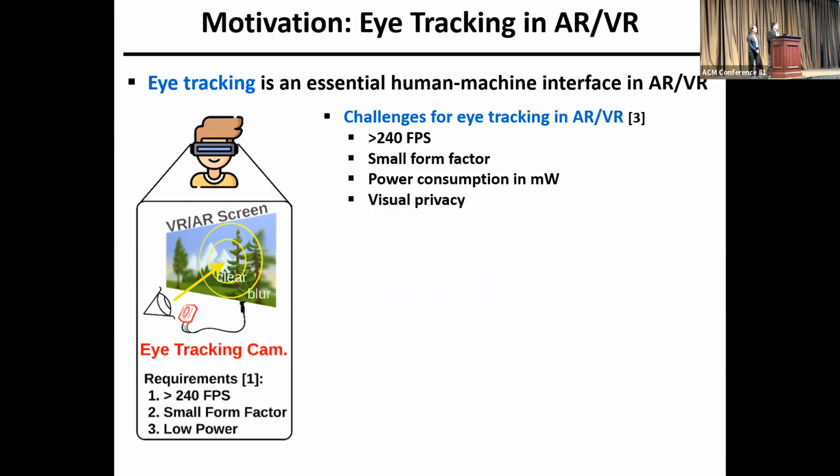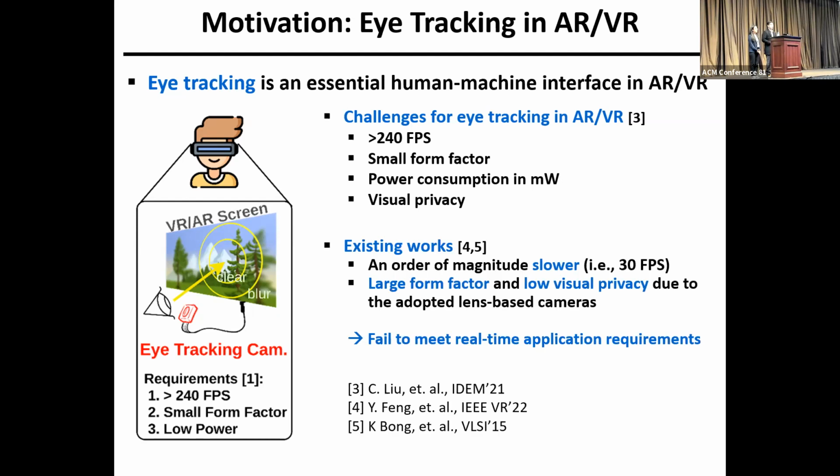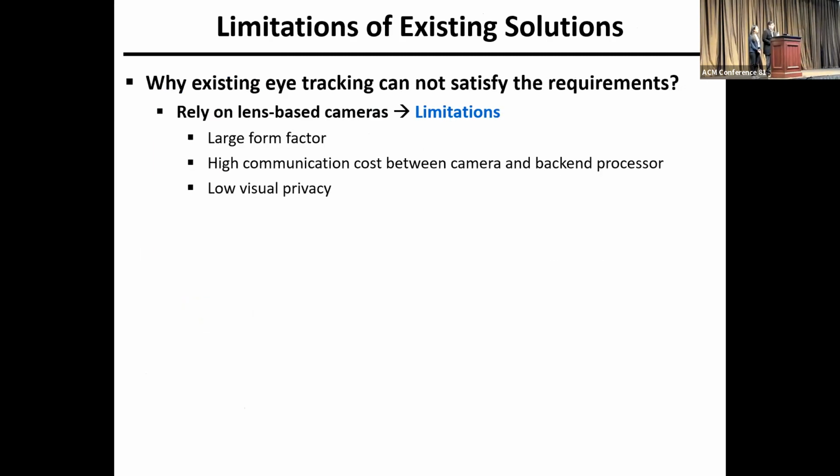Despite their promise, there are quite some challenges for eye tracking in AR/VR. To achieve real-time performance, we need at least 240 FPS, as well as a small form factor for the whole system, lower power consumption and higher visual privacy. However, existing works fail to meet such requirements. They only achieve an order of magnitude slower, in other words, 30 FPS, and suffer from large form factor and low visual privacy.